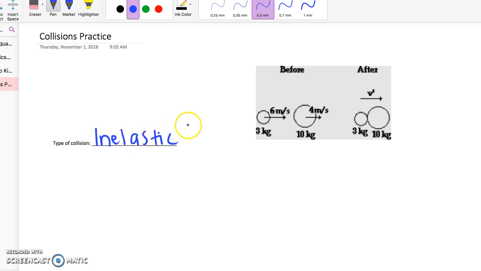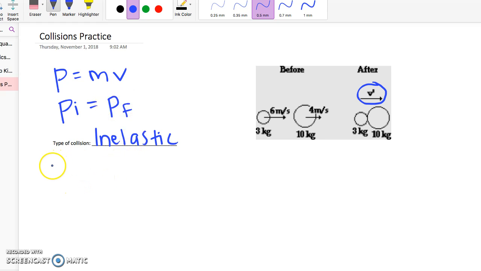Inelastic. And then the next thing they want to know is what is the velocity of these two objects after they collide. So remember that momentum is mass times velocity, and the conservation of momentum tells us that whatever momentum we started with, so the P initial, has to equal the final momentum, so P final. I can also set this up with mv initial equals mv final.